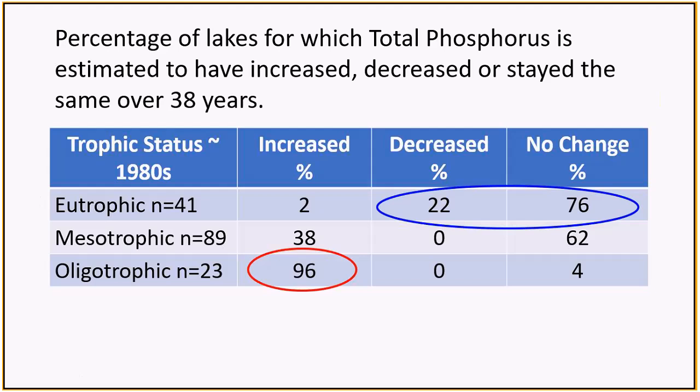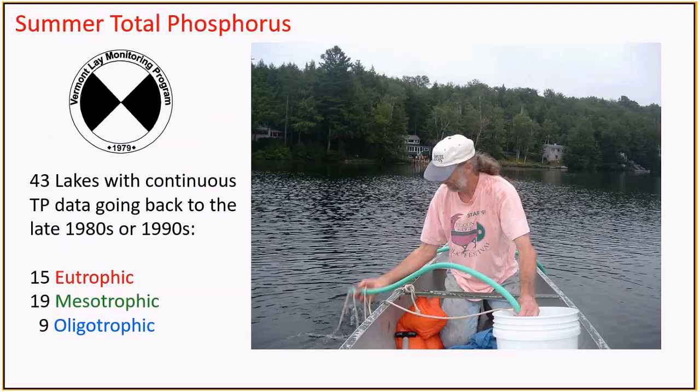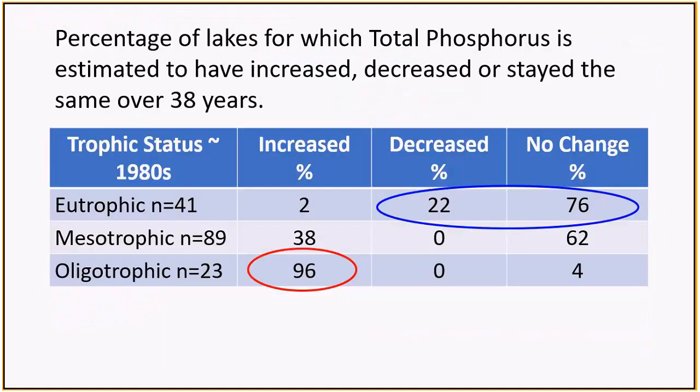So in a sense, that's good news, because it suggests that the efforts that we've put into addressing issues for our most nutrient polluted lakes may be paying off, and we're not seeing deteriorating trends over time for those lakes. But it's very concerning that almost all of our oligotrophic lakes are increasing in phosphorus, even though by and large they still have very good water quality. It's a disturbing trend.